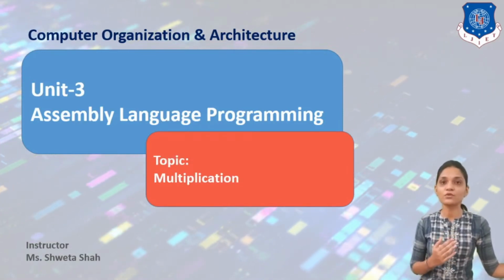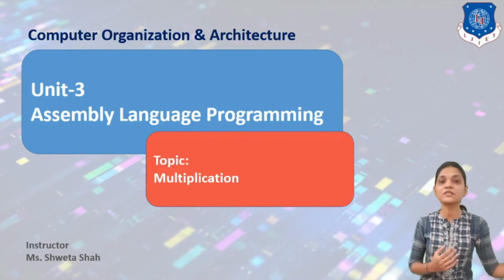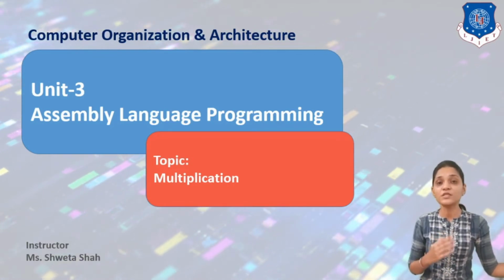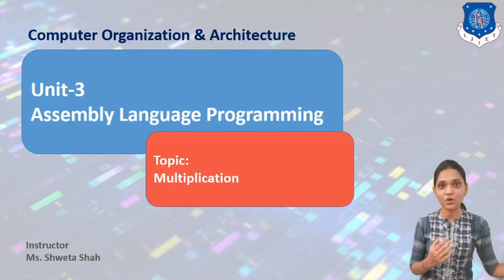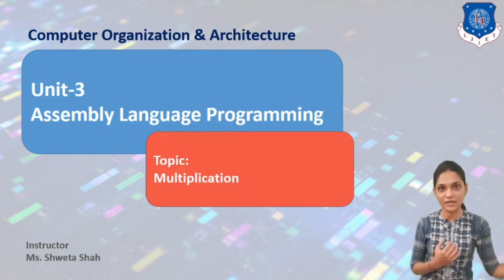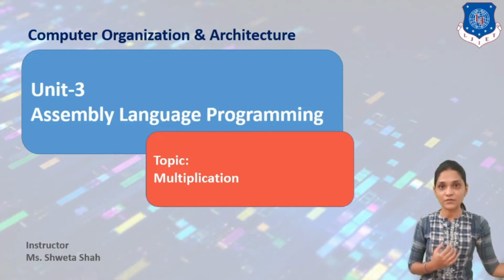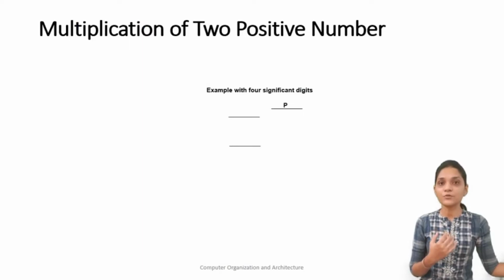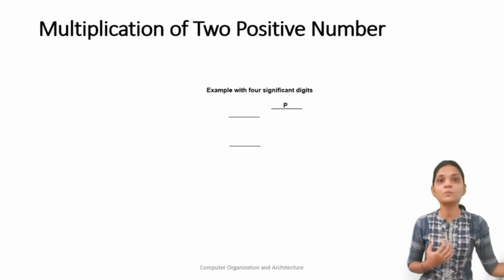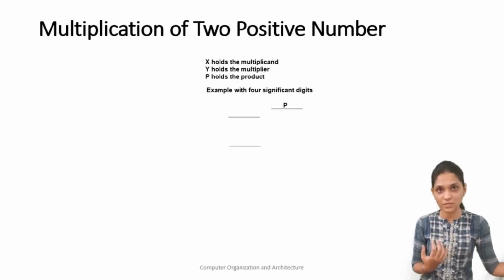In this topic, we are going to see how 8-bit numbers can be multiplied by using simple instructions you have used in this assembly language. Okay, so let me start with the topic. Before that, let me see how we can do the multiplication operation of two positive numbers which are of 8-bit.